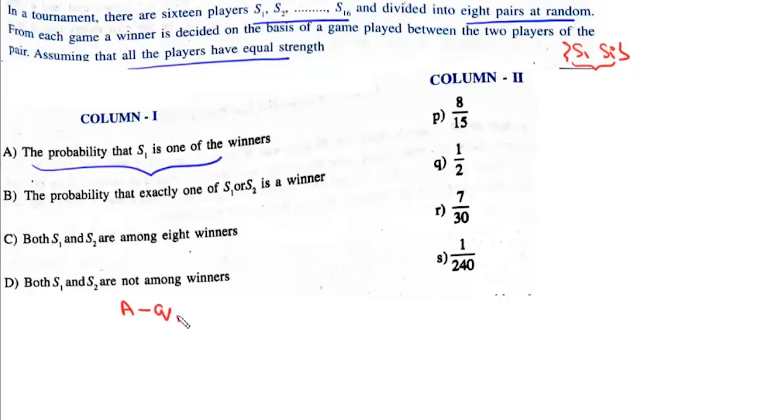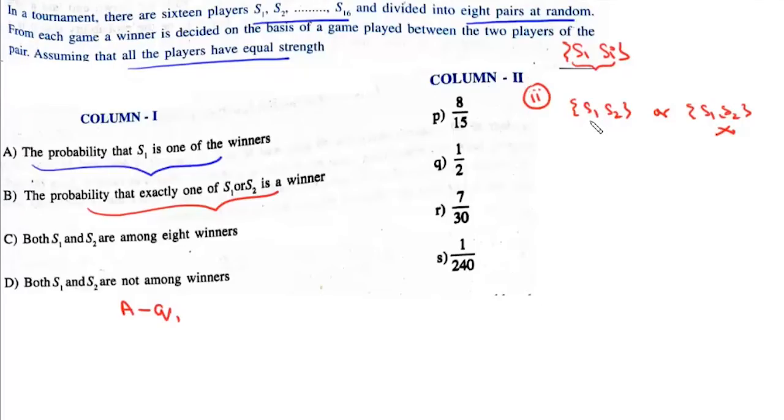matches with Q. Now B is the probability that exactly one of S1 or S2 is a winner. In the second case, we have 2 scenarios. Scenario 1 is if S1 and S2 are paired against each other, or the case where they are not paired against each other.